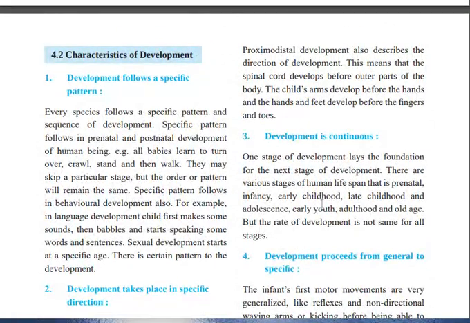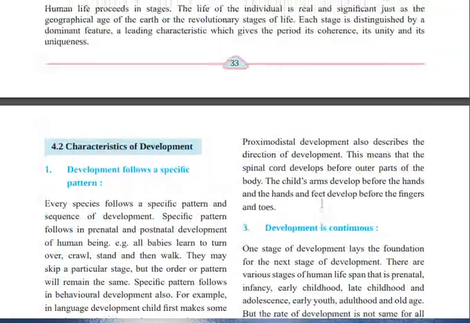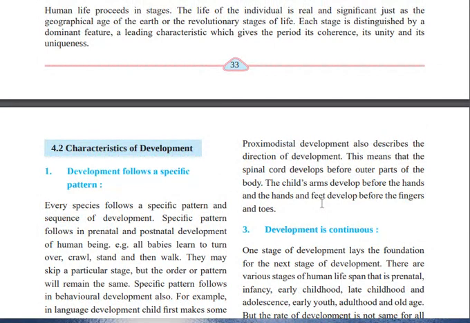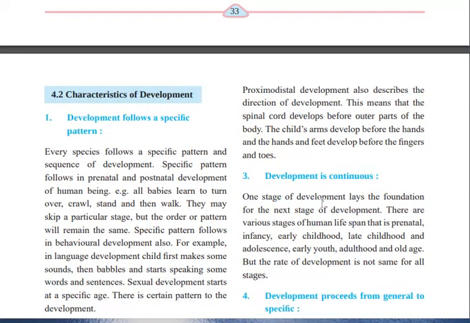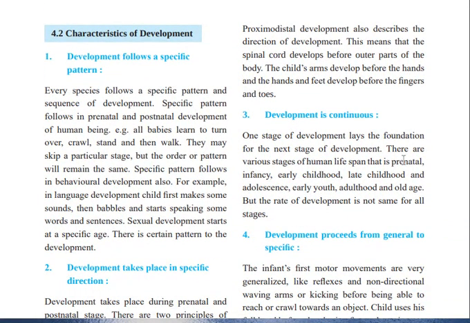And development is continuous. We can say that development is totally continuous. One stage of development lays the foundation for the next stage. So one stage is bearing the foundation for another stage of development.